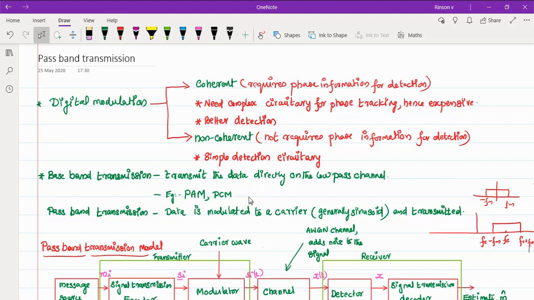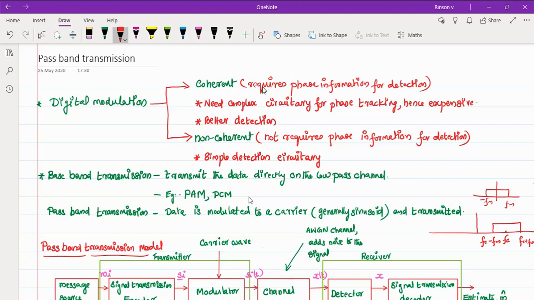Hi, we start the fourth module in this lecture. In the fourth module, we discuss the passband transmission. The digital modulation systems may be broadly classified as two: coherent and non-coherent systems.